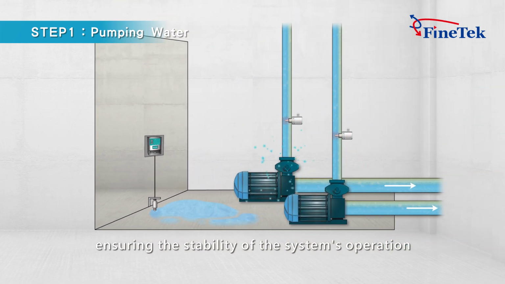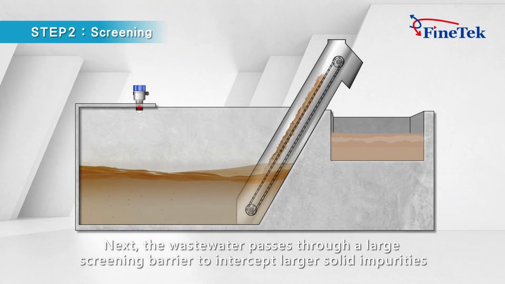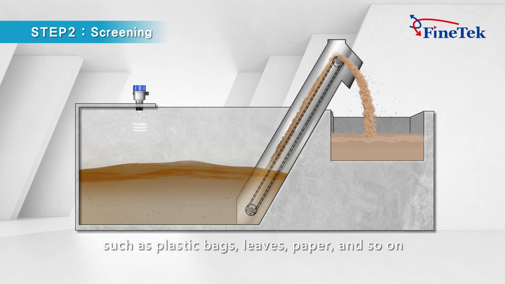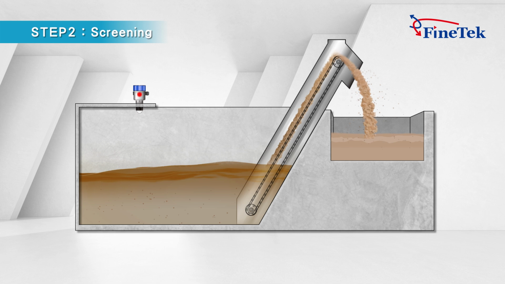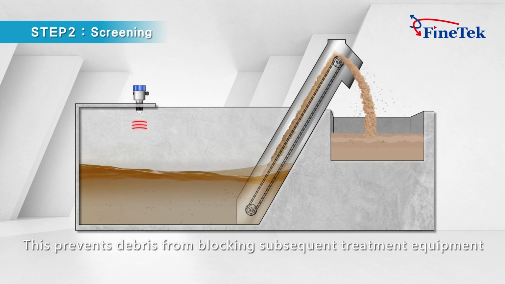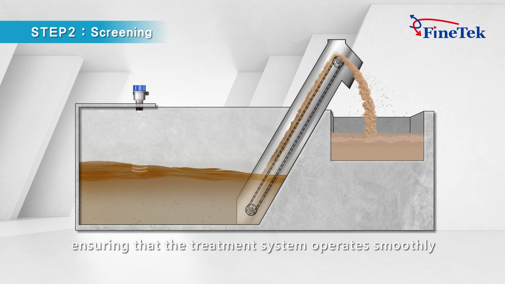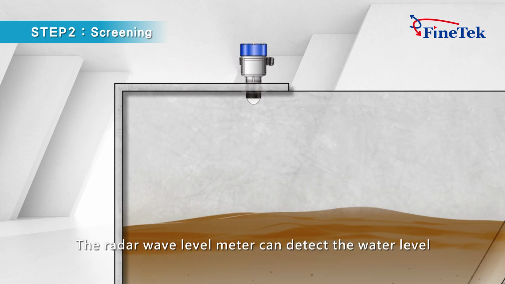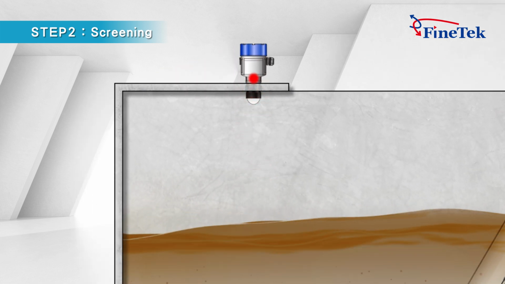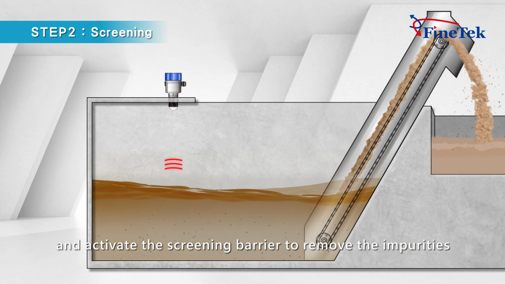of the system's operation. Next, the wastewater passes through a large screening barrier to intercept larger solid impurities, such as plastic bags, leaves, paper, and so on. This prevents debris from blocking subsequent treatment equipment, ensuring that the treatment system operates smoothly. The radar wave level meter can detect the water level and activate the screening barrier to remove the impurities.